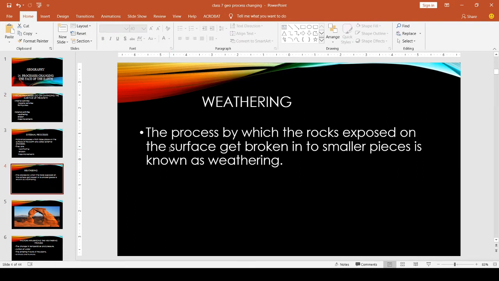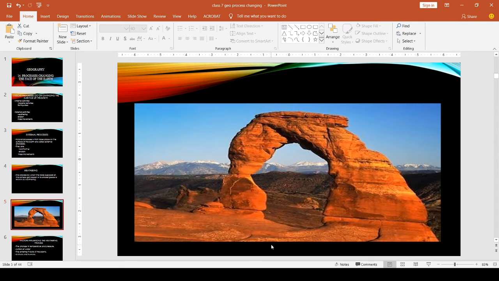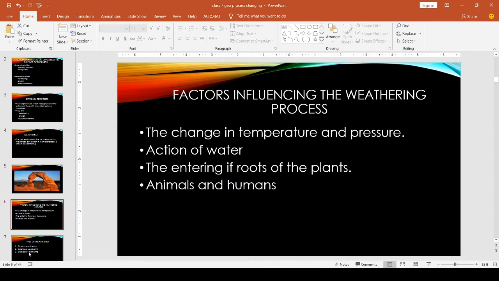What is weathering? Yes, the process by which the rocks exposed on the surface get broken into smaller pieces is known as weathering. In simple terms, weathering means the breaking of rocks into smaller pieces. Clear? See, this is the picture of weathering. The rocks disintegrate into pieces and move apart. Then we can see what are the factors influencing the weathering process.